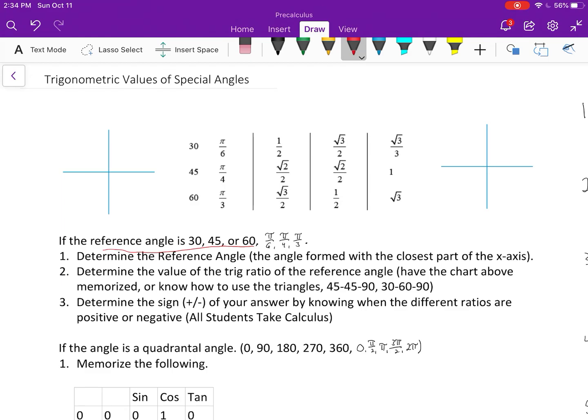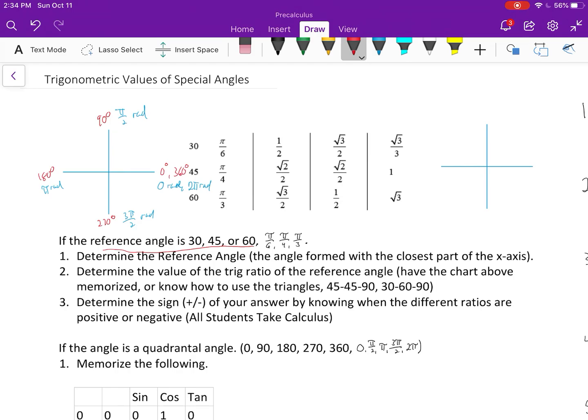The first thing we want to do is determine the reference angle, and that's the angle formed with the closest part of the x-axis. So we're going to come up and look at this x and y axis here. 0 degrees is here. This is 90 degrees, 180, 270, and 0 is the same as 360 if you do a full rotation. If we're referring to radians, it is still 0 radians. This would be pi over 2. This is pi radians. And this is 3 pi over 2. And if you go a full rotation, it's 2 pi radians.